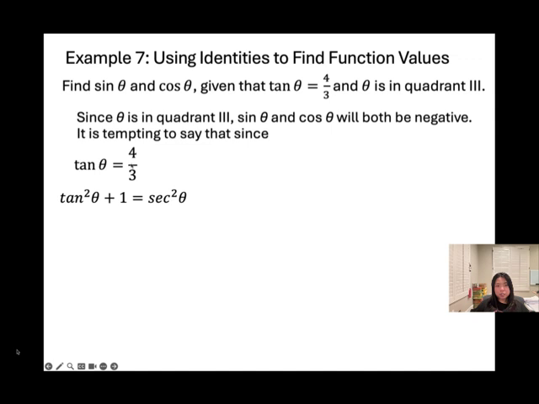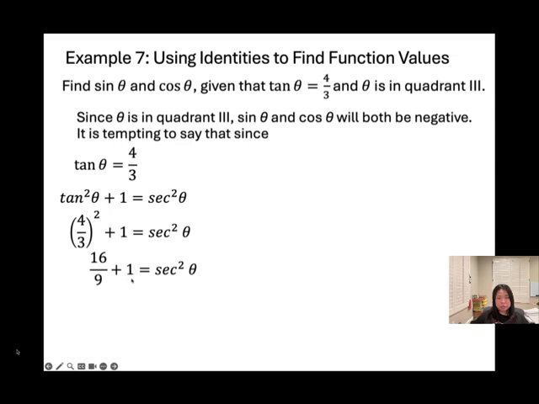Now we're going to plug it in. Tangent squared theta, we plug in 4 over 3 squared here. So that will be 16 over 9 plus 1. To get the same denominator, you have 9 over 9 here. So 16 plus 9 over 9 is going to be 25 over 9. Now we want to take the square root.